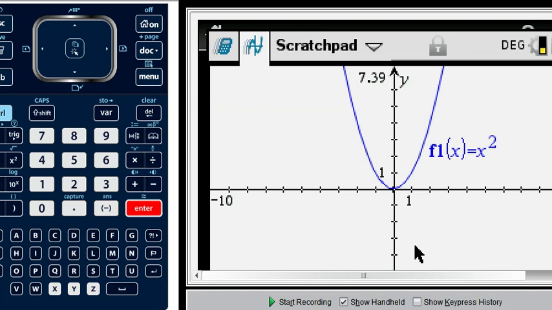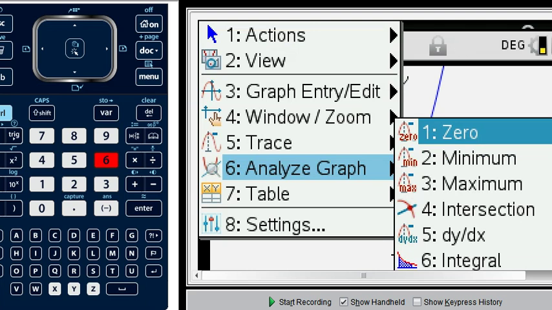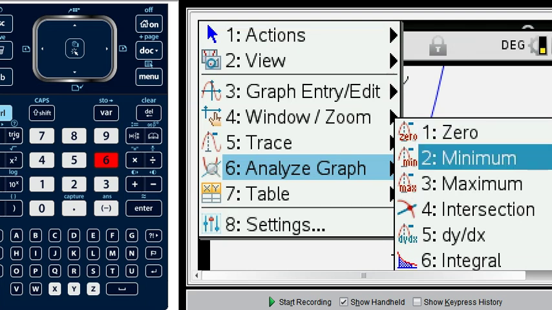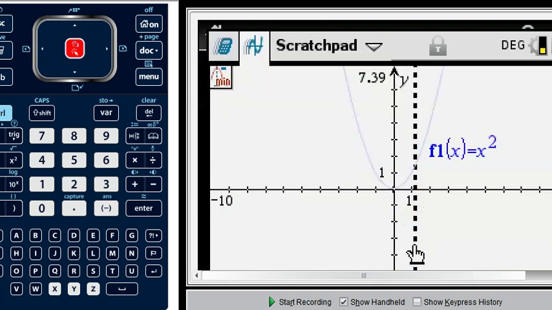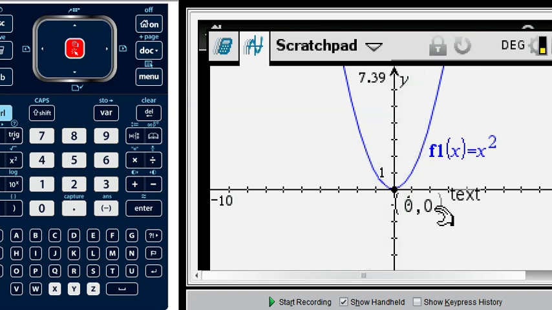Now, Aaron asked specifically, can I have it so that the numbers show right up? Yes. So if you hit menu, analyze graph, and we want to find a minimum, okay, like how low the bowl goes. Okay, so I hit number 2. I'm going to scroll over so I've got my lower bound that's on the negative, the left side of the graph. And then I'm going to make it on the other side of the graph, the right side, and it shows up 0, 0. Now that's my vertex.